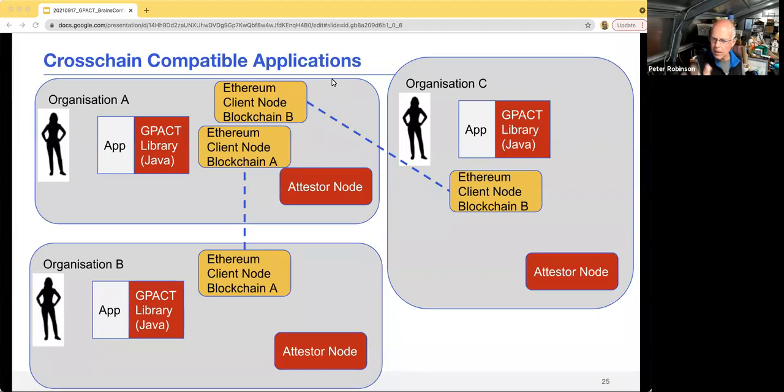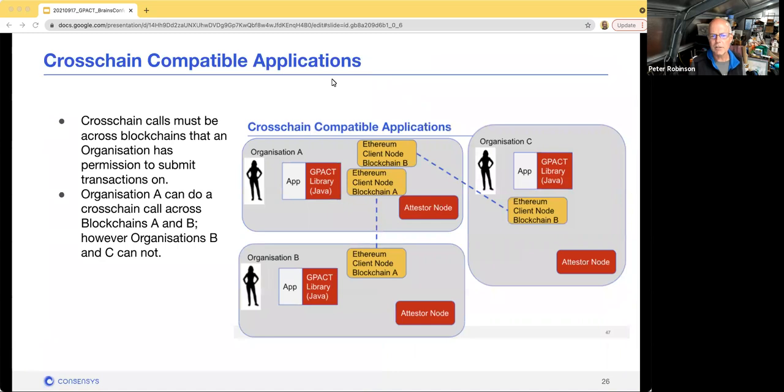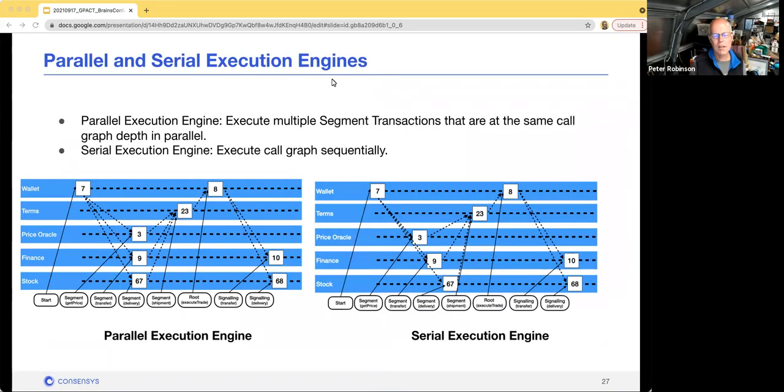Thinking back to this diagram, another important thing to think about is that for cross-chain calls to work, you need to have access to all the blockchains that you're going to execute them on. What this means is, if you look at this diagram, that organization A can execute a cross-chain call across A and B, but organization B and C can't, because they don't have access to both blockchains.